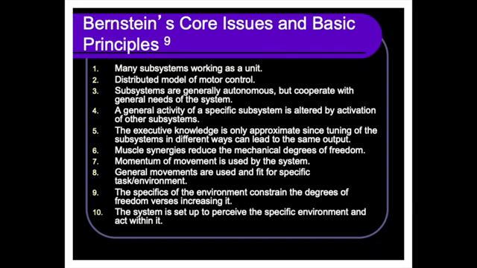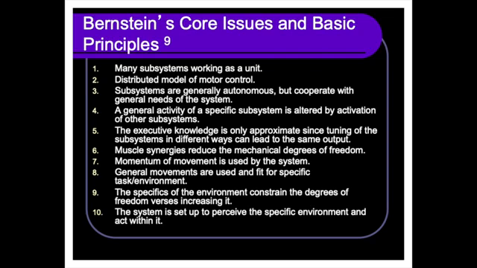Number 4, a general activity of a subsystem is altered by activation of other subsystems. If I have an injury or a place in my body that's sore, other subsystems are going to pick up the slack if I can't utilize part of a subsystem. So if I can't use my right arm, I'm going to use my left arm. In general, specific subsystems can be altered based on the activation of other systems. Number 5, the executive knowledge is only approximate, since tuning of the subsystem in different ways can lead to the same output.